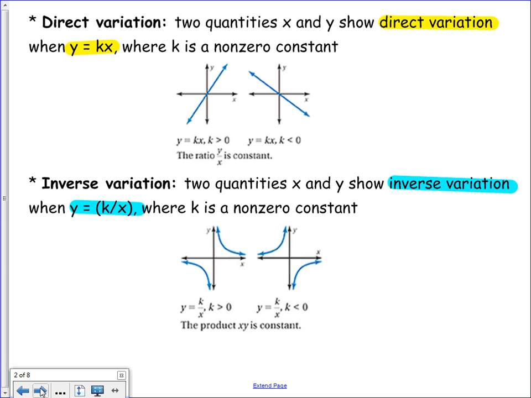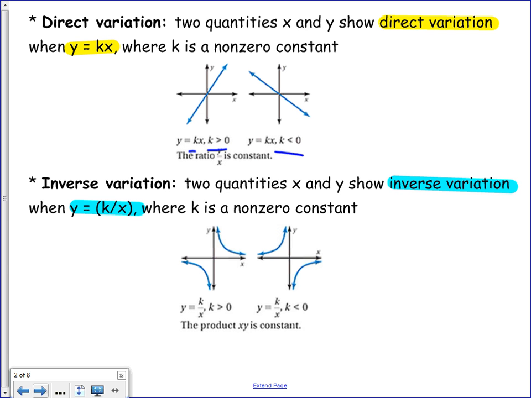When it's a positive constant, you can see we have this line here when k is positive. And when it's negative, we have the second line here. Now, one way to figure out whether two quantities show direct variation is if you take the ratio of them and divide them, that ratio is constant. So y divided by x is constant. That will show you have a direct variation.